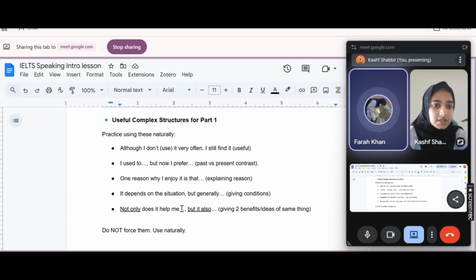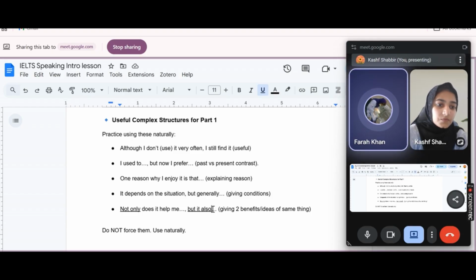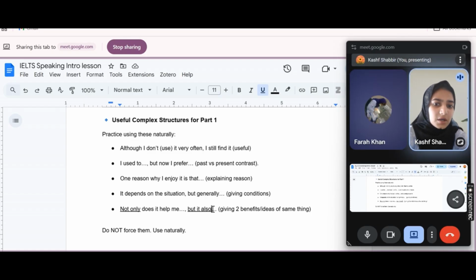To relax my mood or to change my mood, but it also helped me to become a good cook, or but it also therapeutic for me. Yeah. So whenever you are giving benefits, you can use this sentence structure. Not only does it help me to explore different things, but it also therapeutic for me.